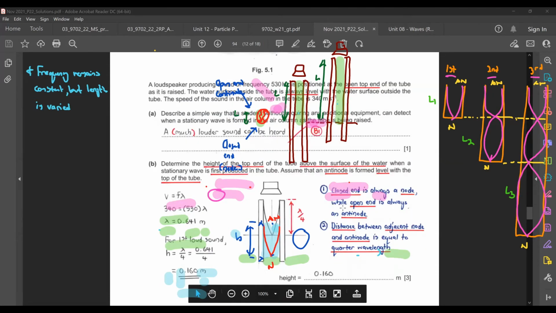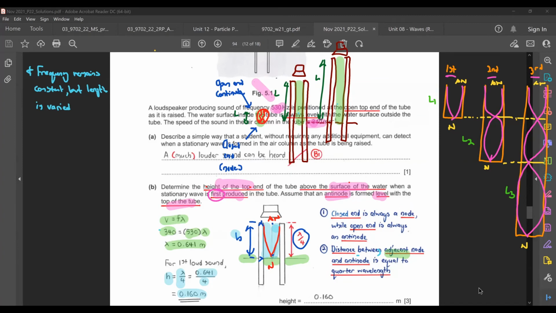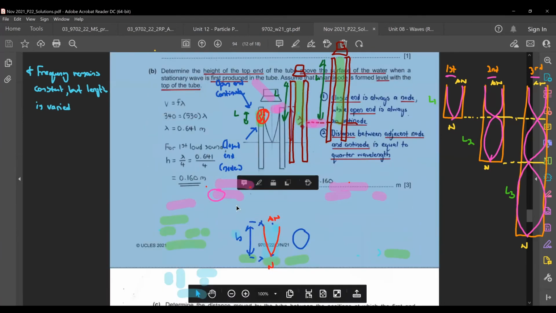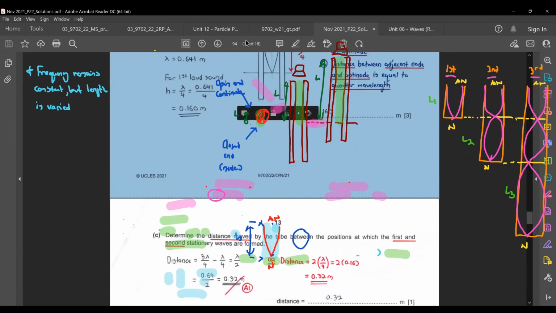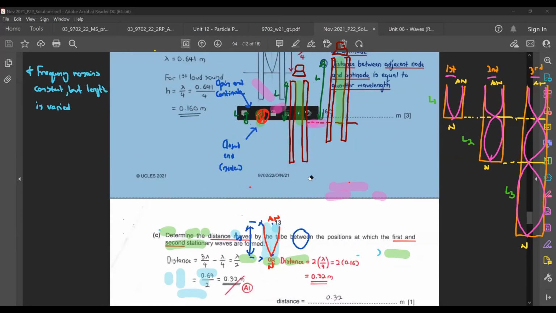To do this question, you need to know how to draw the pattern of the stationary wave. You need to visualize it a little. Okay, then other than that, we can move on to part C.